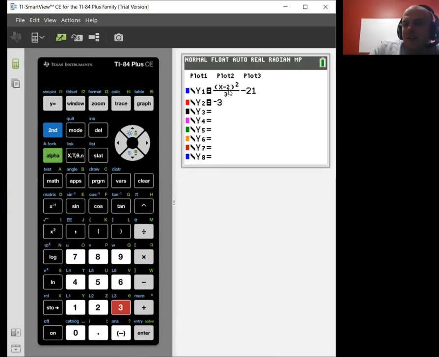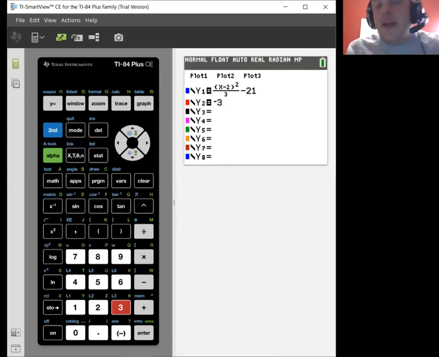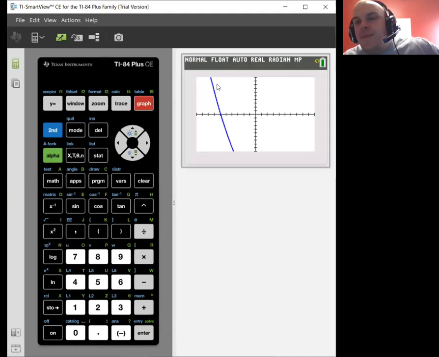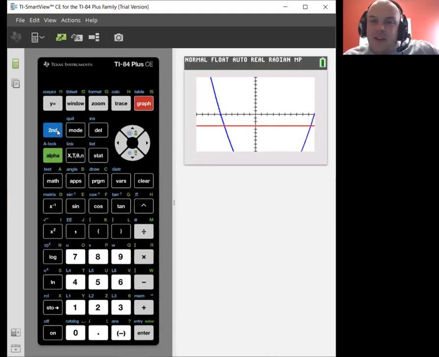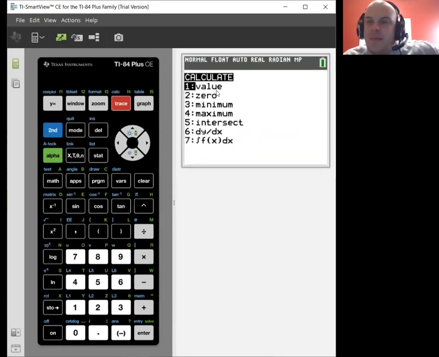So notice, if it's equal to a number, we have to graph the second part. When I graph that second part, you're like, okay, I see this line here, see that line right there. I need to find the intersection of the two. Now, in order to find the intersection of the two, I'm going to go to second, calculate, but instead of 0, we're going to find the intersection.